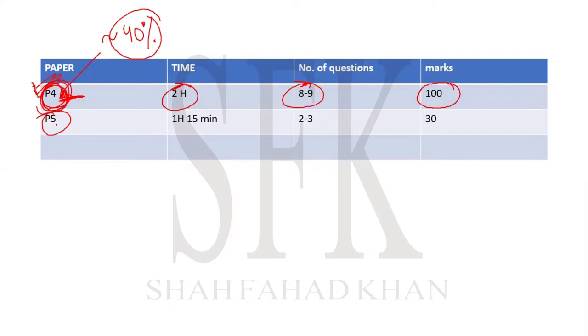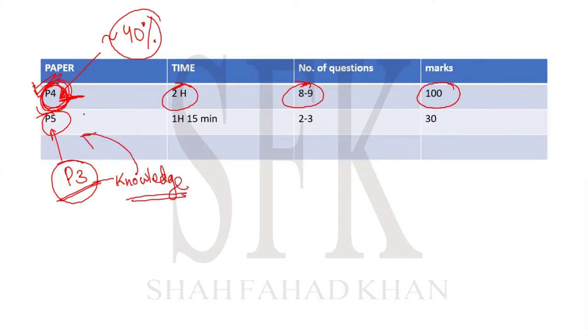Paper 5 is a paper that is similar to paper 3. It uses the knowledge of P3, the practical paper; that knowledge is applied over here in paper 5. It is going to be a paper-based question paper with 2 to 3 questions, 30 marks, and 1 hour and 15 minutes is the time period given.